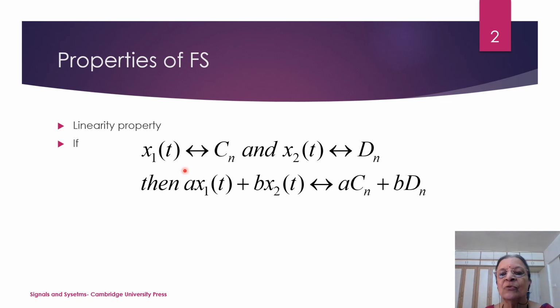The first property is called the linearity property. Now we are using linear time invariant systems unless otherwise stated. So once we know that our systems are LTI systems, they will definitely obey the linearity property. Linearity property means if we have two signals and they are scaled and linearly combined, then the Fourier series will also be scaled by the same factor and combined, whether it is addition or subtraction.